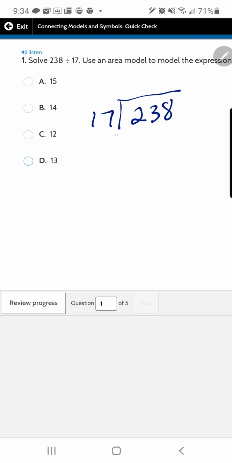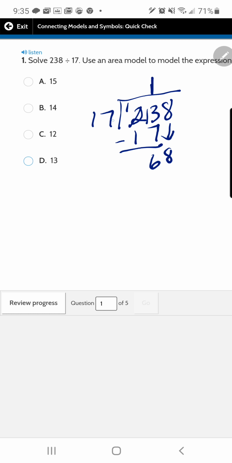It's a 2-digit divisor and a 3-digit dividend, so we're going to divide by 2 digits at a time. How many groups of 17 can I make with 23? 1. Remember, we put the 1 over the 3 because we're dividing both the 2 and the 3 by 17, not just the 2, okay? So 1 times 17 is 17. Find the difference, and if you do your subtraction correctly, you end up with a difference of 6. Bring down your 8.